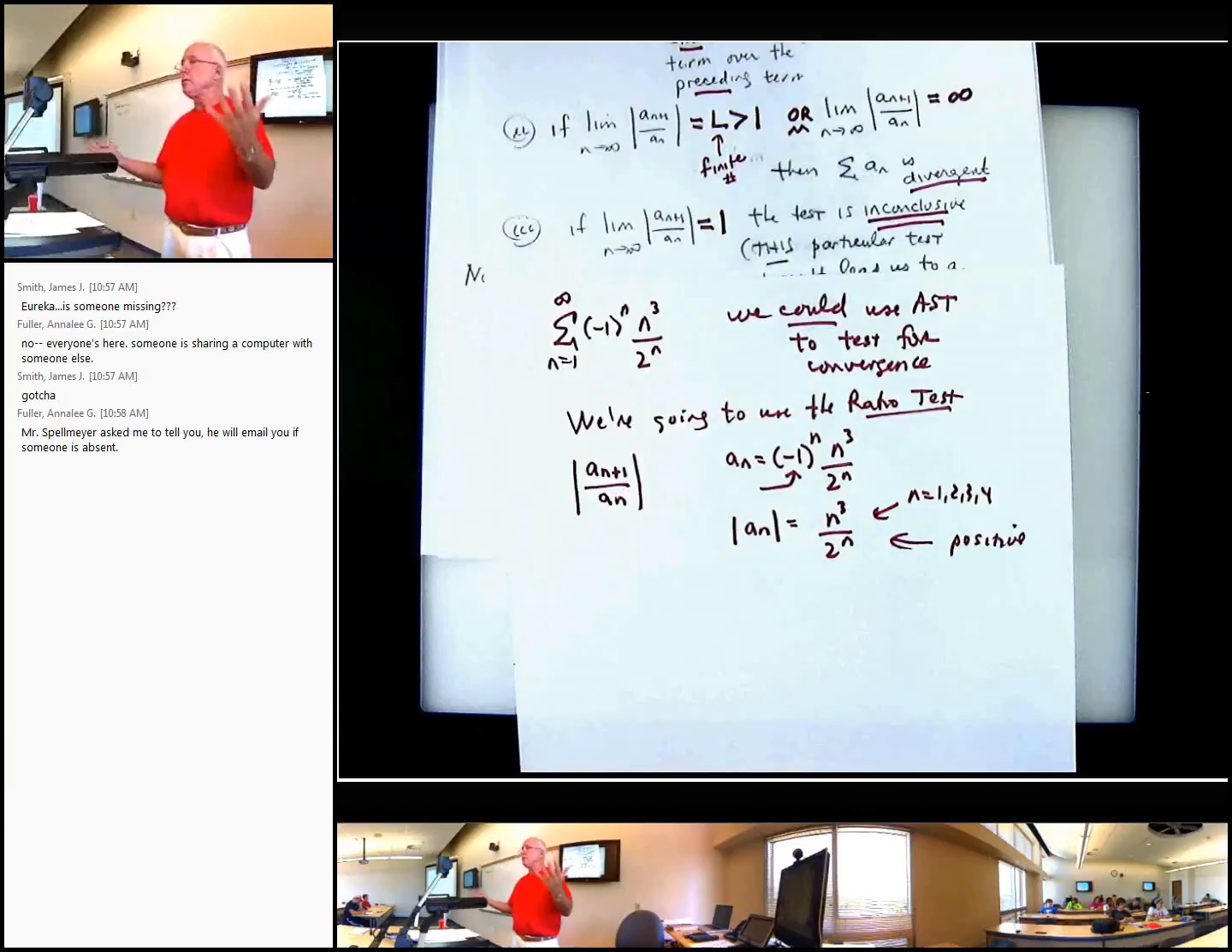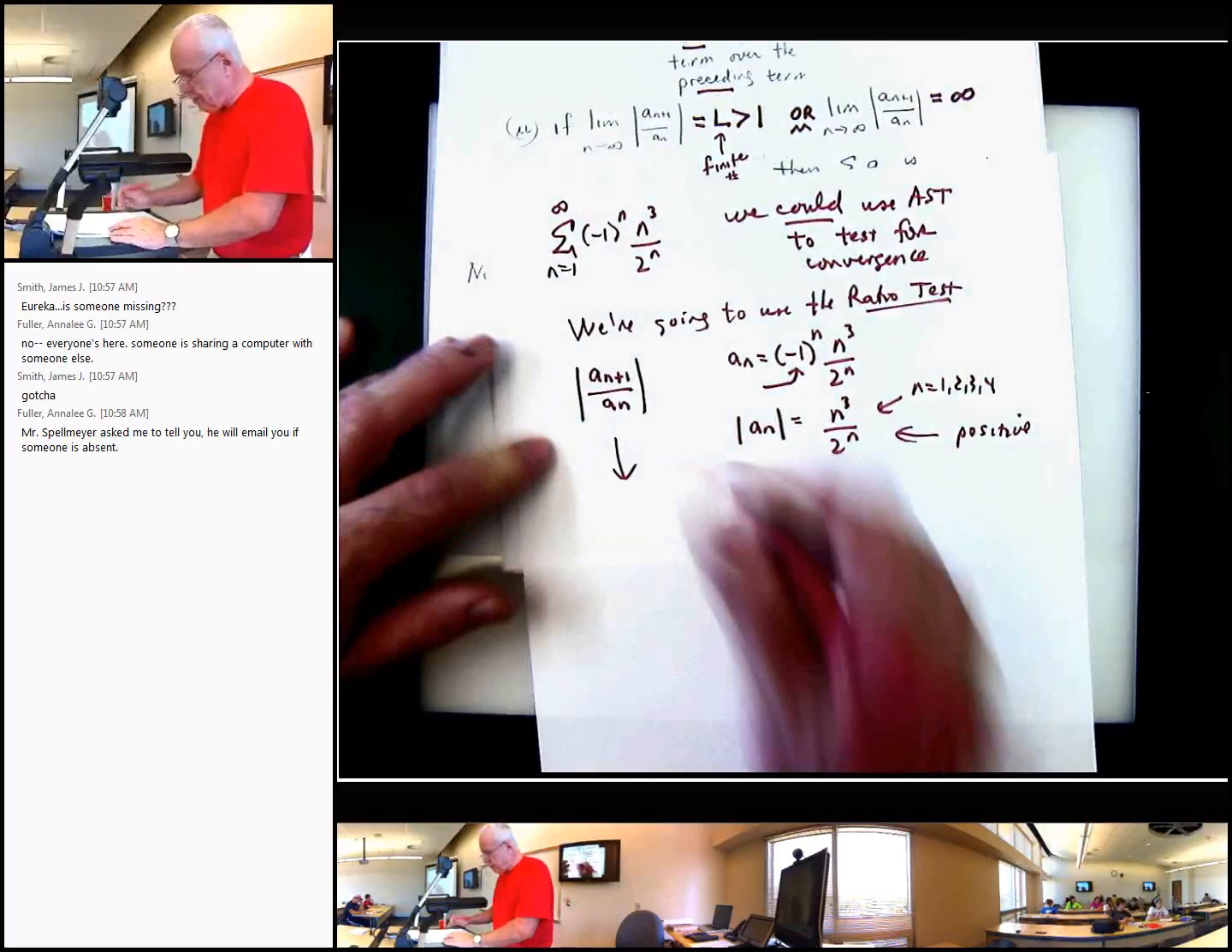So therefore, it's equal to the absolute value, all right? Are we okay with that? All right. So let's look at this ratio then here.